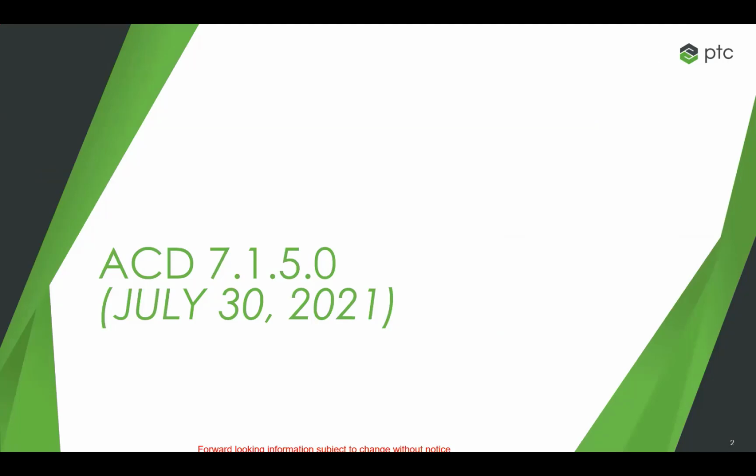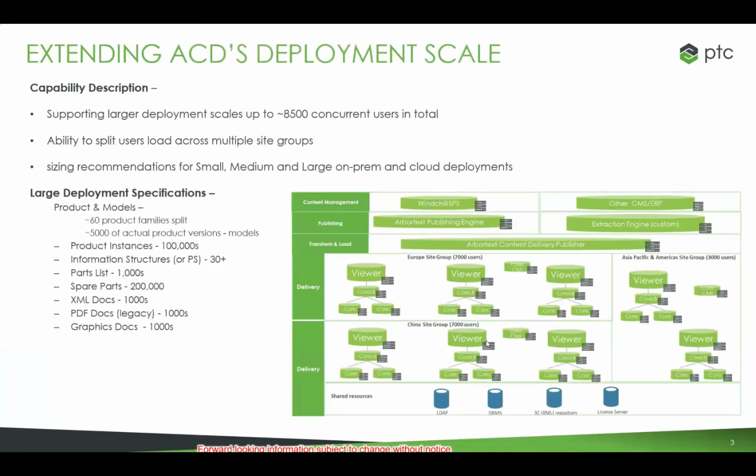So with that, I'll start with the next release, which is going to be 7150, and the release to market date is currently planned to be end of July, a month away. And I guess in terms of release highlights, I think one of the most important things that we did in this version was to extend the deployment scale.